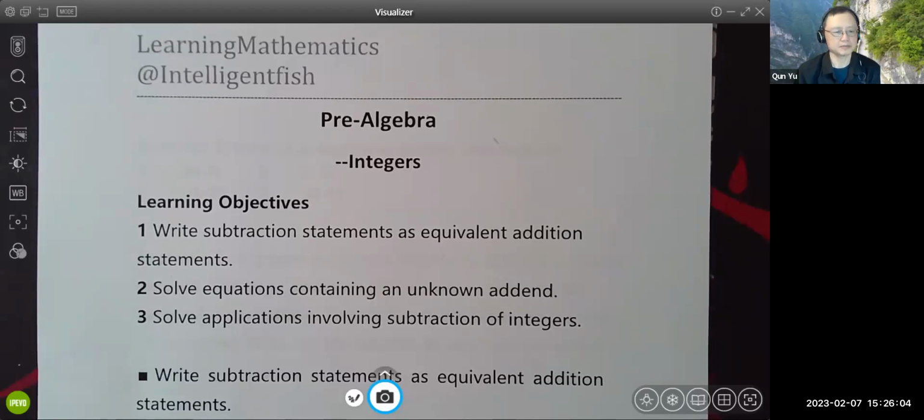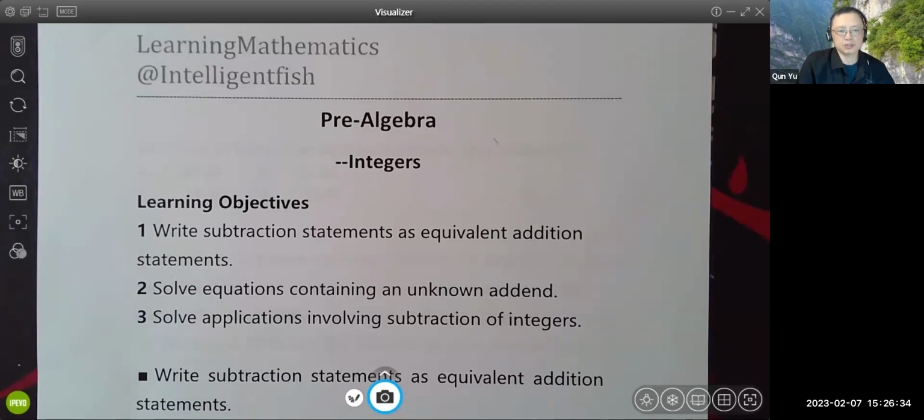Hello, everyone. In this video, we are going to talk about subtractions with integers. From last video, you know the integers are a collection of all whole numbers, including positive whole numbers, negative whole numbers, and zero. So all of the whole numbers together collectively are called integers.